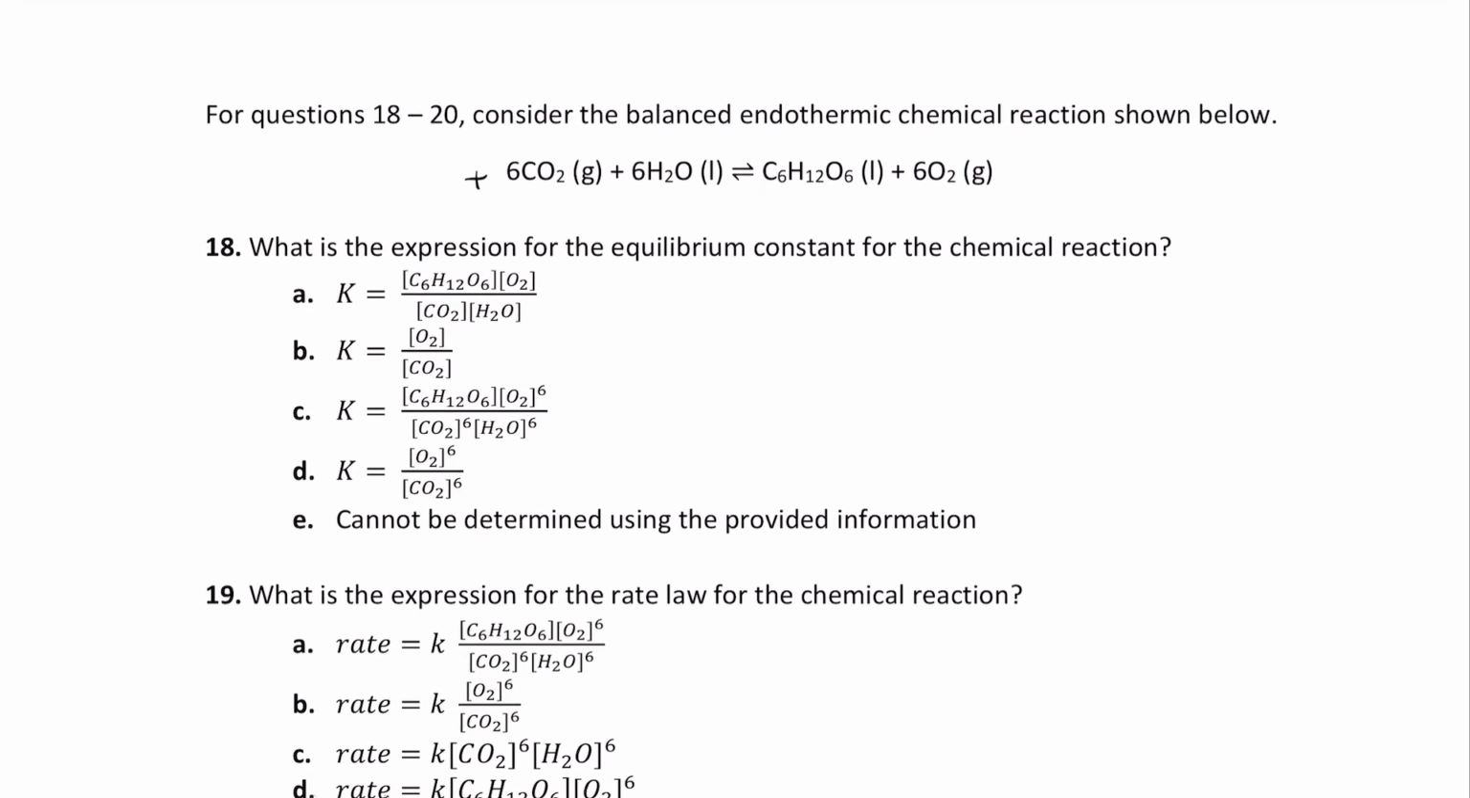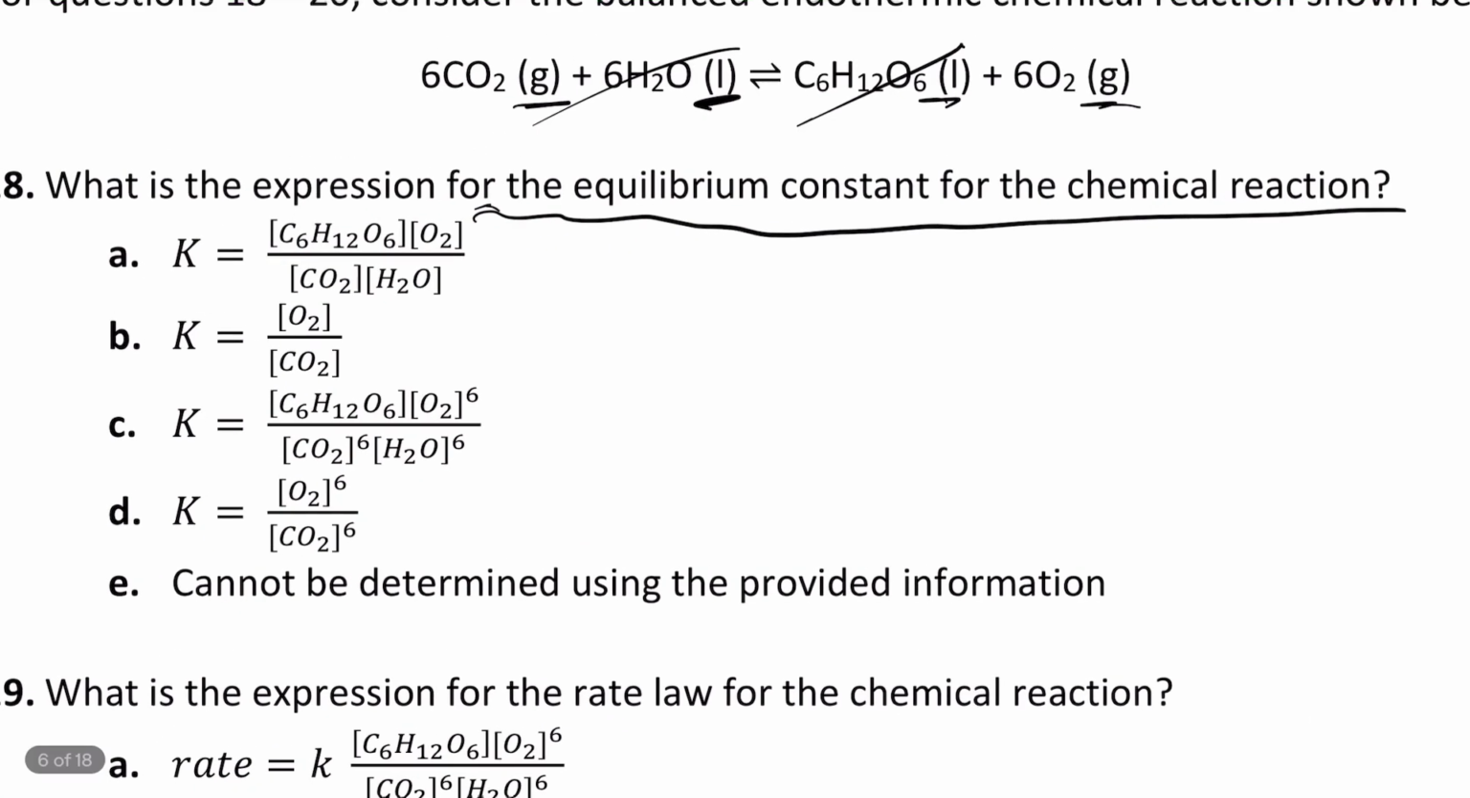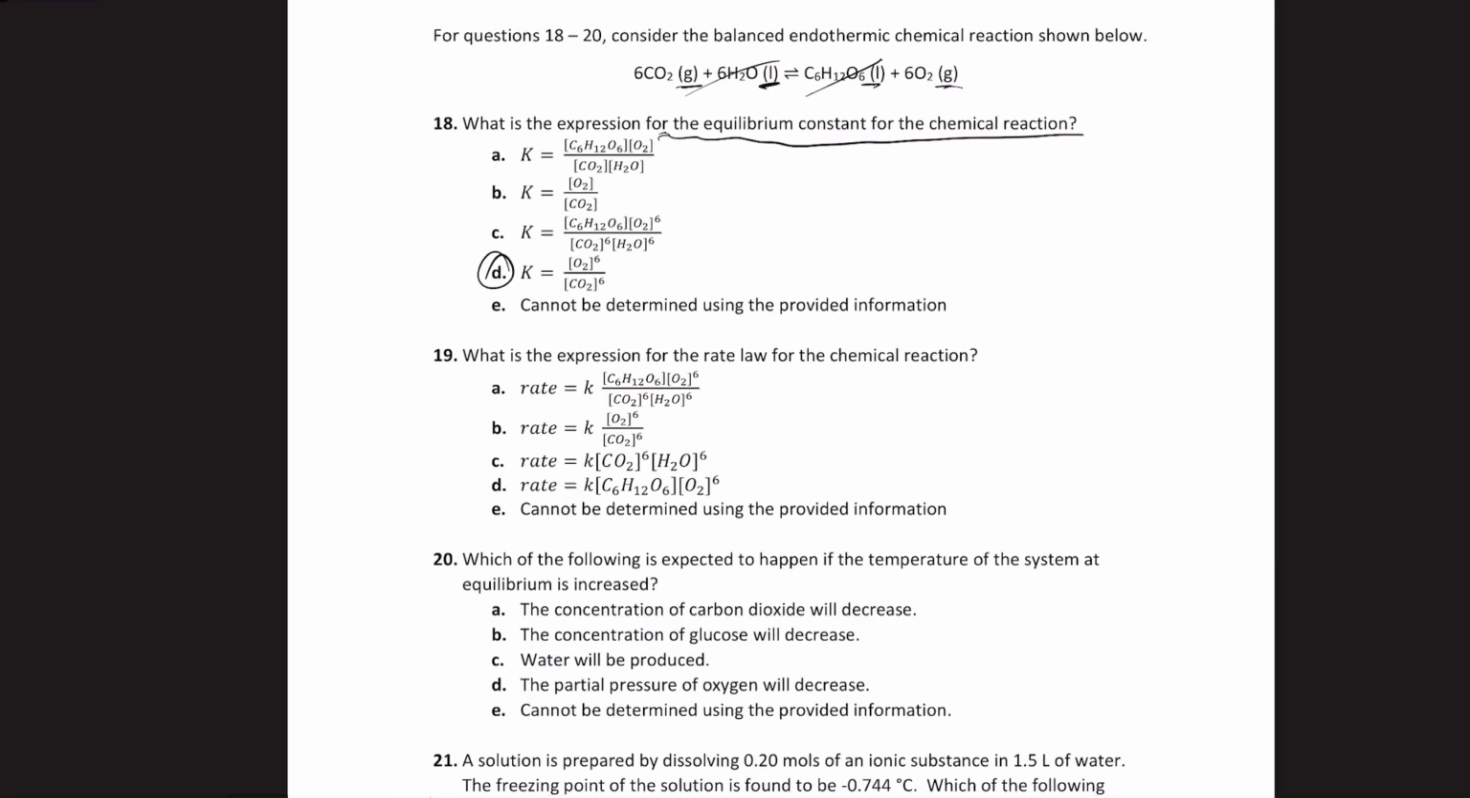Okay, awesome. Let's continue. All right, what is the expression of the equilibrium constant for this reaction? All right, let's look at this. Right, so you have gas. You have liquid. Right, liquids are out. All right, let's look at this now. So 6 H2O and O2 and 6 carbon dioxide. So it'd be D, right? Products over reactants, right? What is the rate law for the chemical reaction?